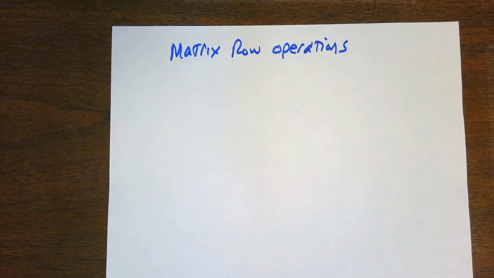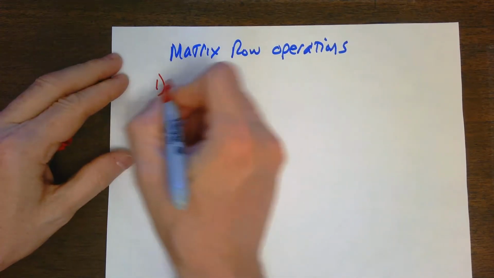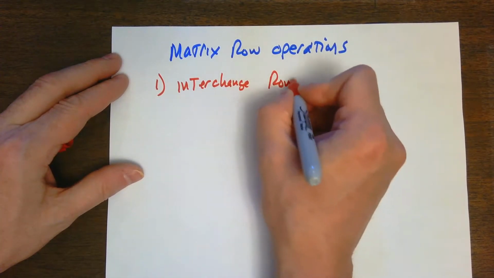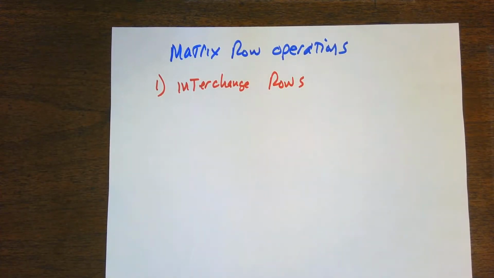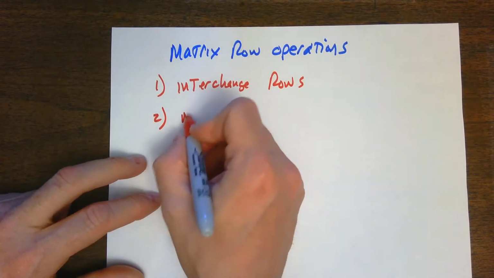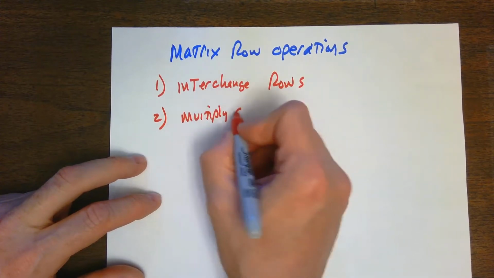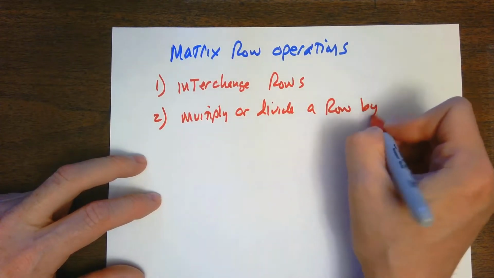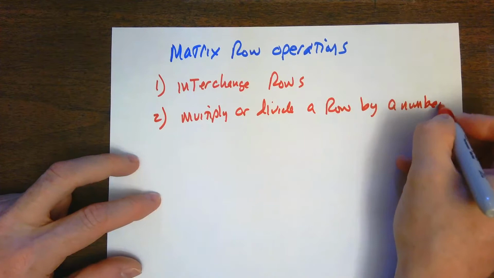Now, there's only certain things we're allowed to do with matrices when we're working with the different rows. We are allowed to interchange rows. For example, I could make row 1 as row 2 or row 2 as row 1. Really doesn't matter. The next thing we're allowed to do is we can multiply or divide a row by a number, by some sort of constant.